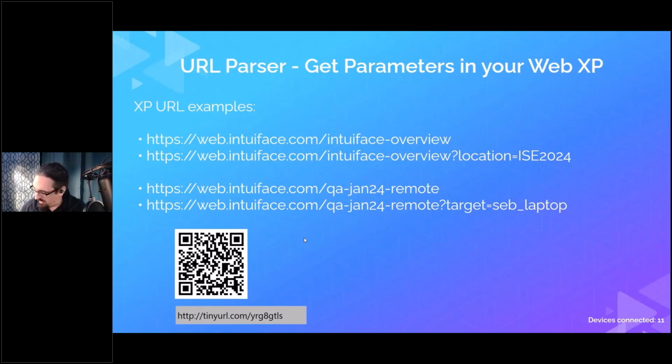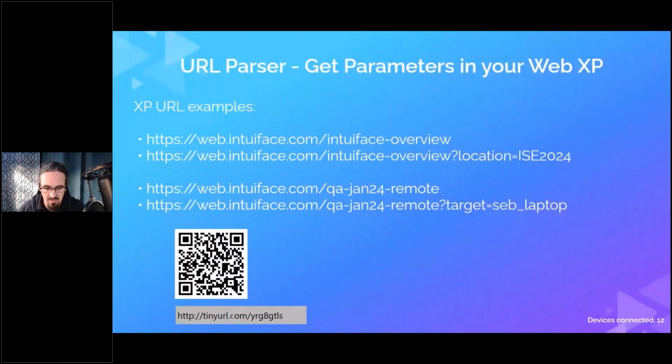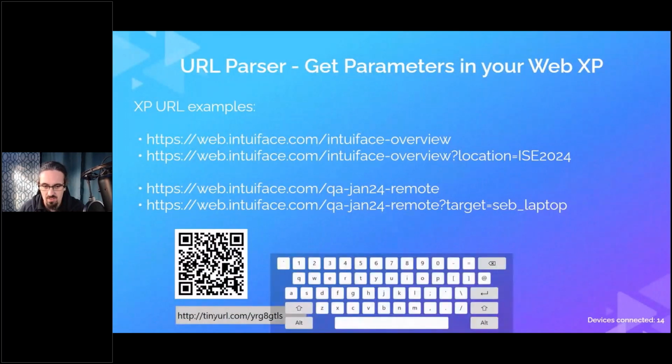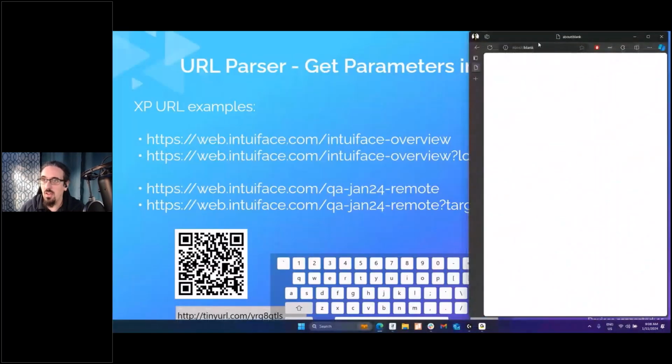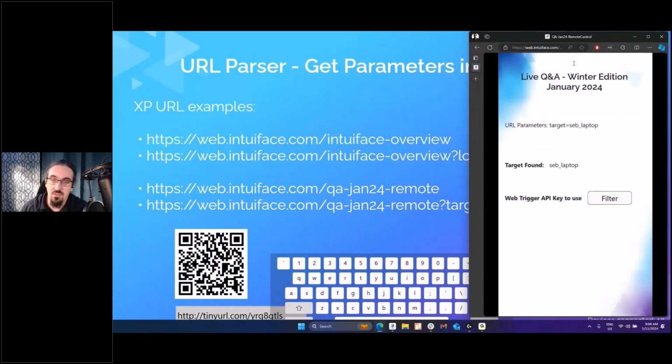And if you look, I'm actually going to copy this URL, and that's a good way to test your work: just open a browser on your Windows laptop, so you don't have to go back and forth with mobile phones. And you can see my screen. So I'm getting this target equals Seb laptop from the interface asset itself.